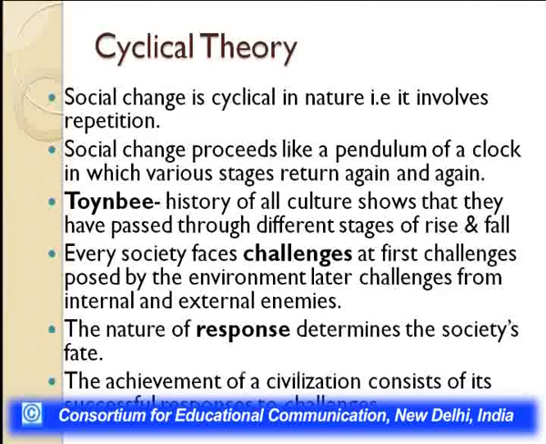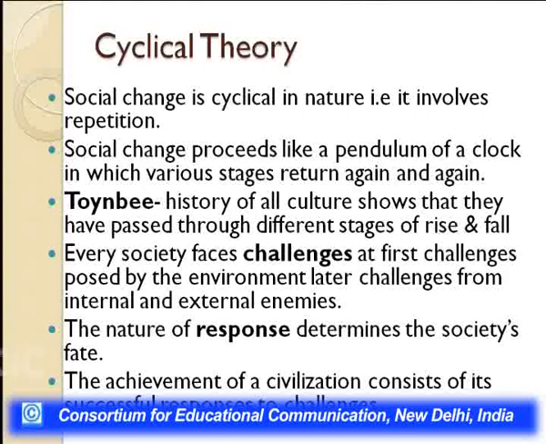Cyclical theory. In the cyclical theory, social change is cyclical in nature, that is, it involves repetition. From the first stage to the second, third, it will come back to the first stage. The change proceeds like a pendulum of a clock in which various stages return again and again. The theorist who gave us the cyclical theory is Toynbee. History of all cultures shows that they have passed through different stages of rise and fall. Every society faces challenges, at first challenges posed by the environment, later challenges forced from internal and external enemies. The nature of response determines the society's fate. The achievement of civilization consists of successful response to the challenges.